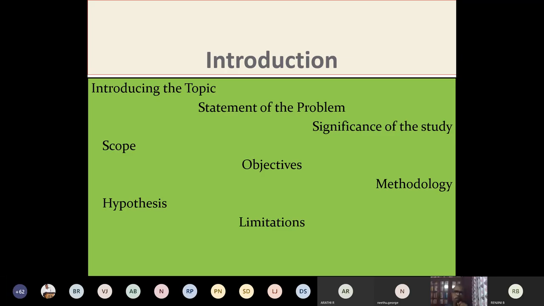And the third one is the significance of the study. Why this study? Significance of the study means why you are undertaking a study, and why you feel this study is an important researchable area. When you are studying the role of MGNREG in financial empowerment of women, you are to say why you are taking up this study.